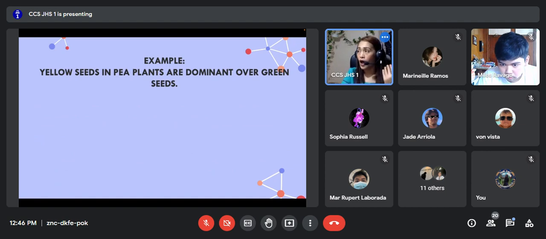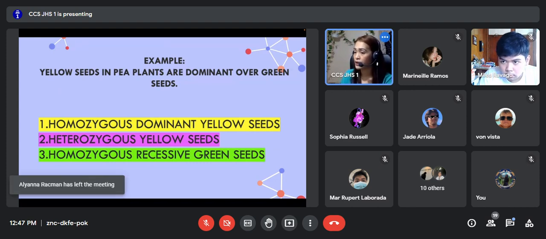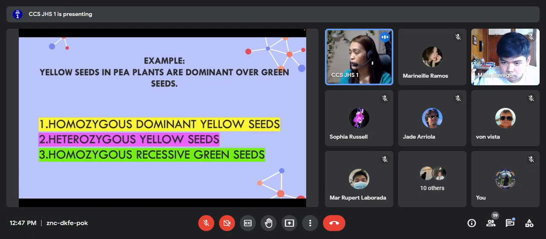Okay, so for example, let us say it has been established that yellow seed is dominant over green seed. So you have here: homozygous dominant yellow seed, heterozygous yellow seed, homozygous recessive green seed. Is this an example of a phenotype or a genotype, based on numbers 1, 2, and 3? How do you describe what is given here? Is this a phenotype or a genotype? Anyone?